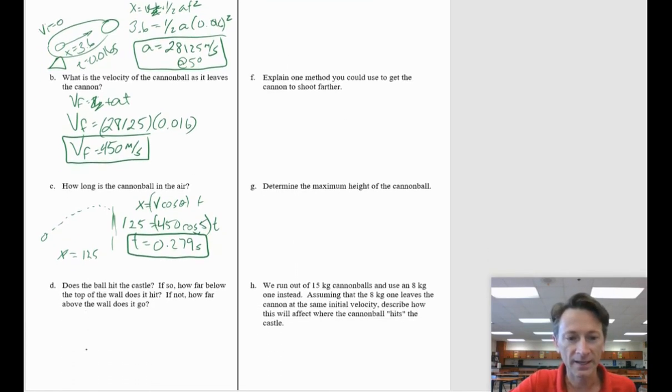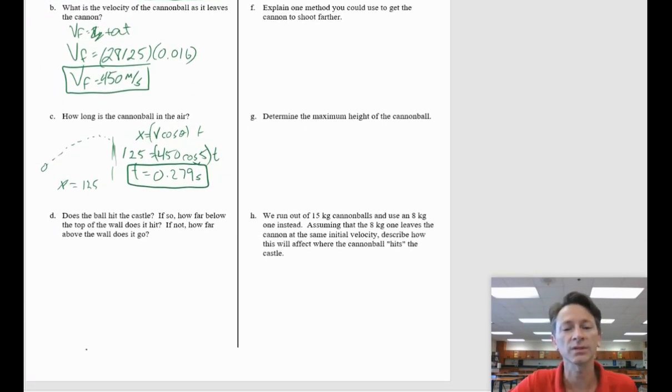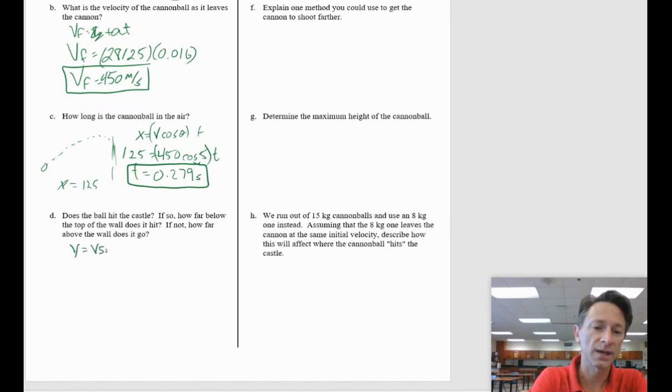Now, part D then asks, does the ball hit the castle? So this is where we're going to look at the y value. And now that we have the time that it is in the air, we can use the y equation, y equals v sine theta, which remember is the initial y velocity, times t plus 1/2 a t squared. So the y value is what we're looking for.